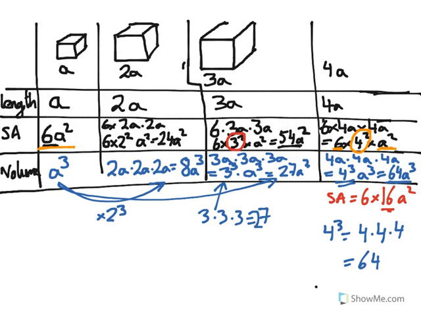And these are important concepts to get here when it comes to expanding the side by 4. What happens to the surface area? The surface area will get 4 squared times larger, which is 16, but the volume will get 4 cubed times larger, which is 64 times larger.